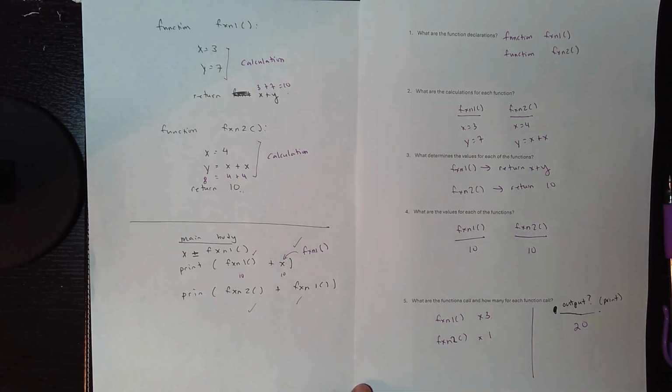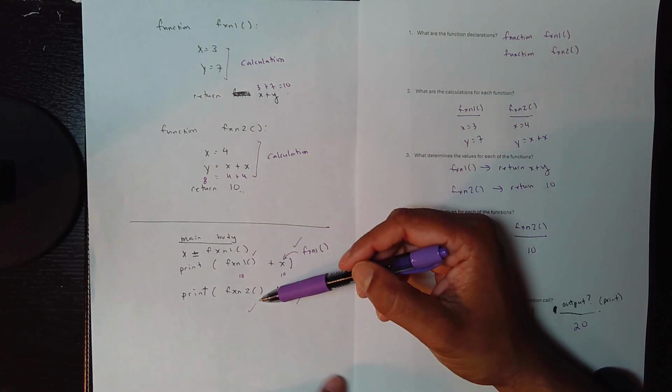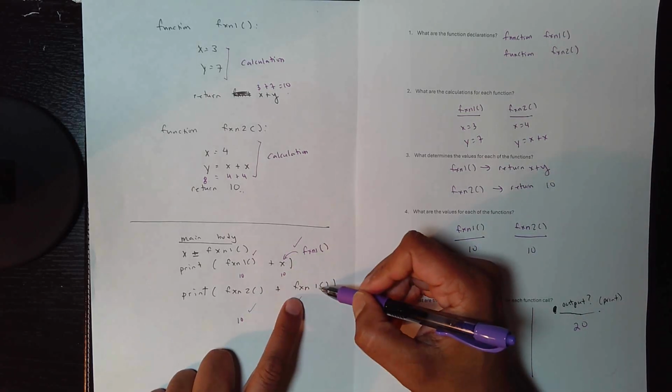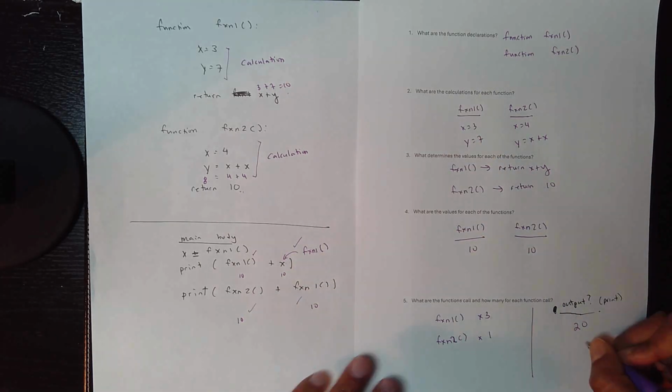Again, you have a print, let me put this up. You have a print function 2, right? So function 2 is 10. And then you have function 1, which is also 10. So now you have 20.